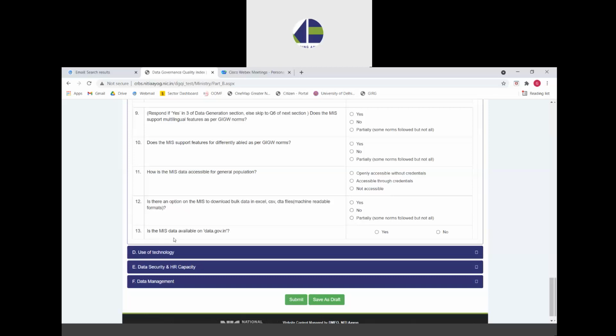And finally, question 13 asks if the MIS data is also available on data.gov.in, which is the open data portal of the Government of India. As per the NDSAP policy, all the non-personal data which can be shared publicly should be available on this portal, so that all such non-personal data can be easily accessible to the citizens in one place. So the scheme division can select yes if non-personal data for their scheme is available on this portal. If it is not available, if it is not yet onboarded, then they are to select no.